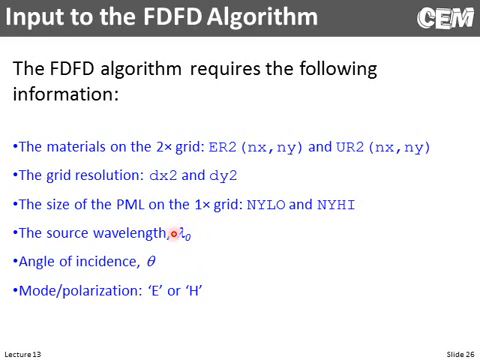FDFD will need to know the free space wavelength of your source. It will need to know an angle of incidence, assuming we're using a plane wave source. This doesn't make any sense if we're exciting waveguides, of course. And it will need to know what mode or polarization we want to model. So this is the E or H mode. So that represents all of the data that your FDFD algorithm will need.